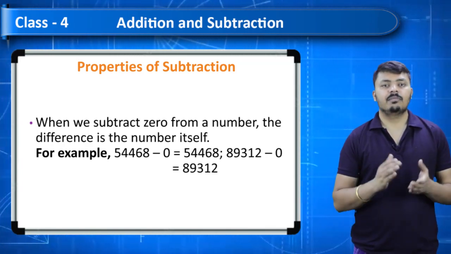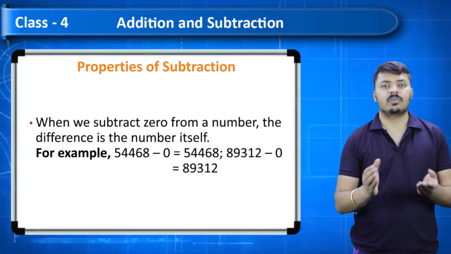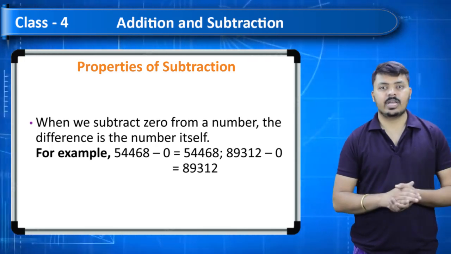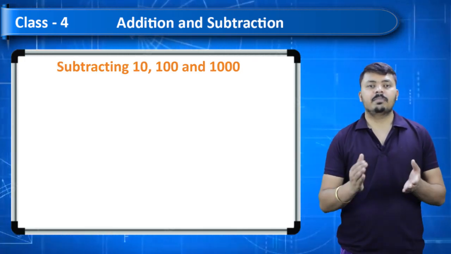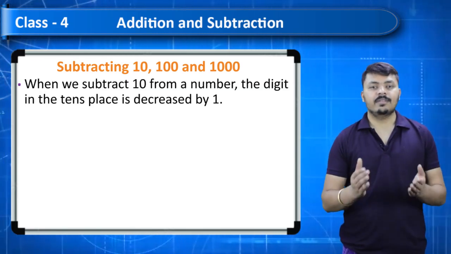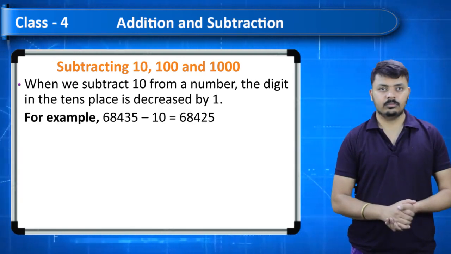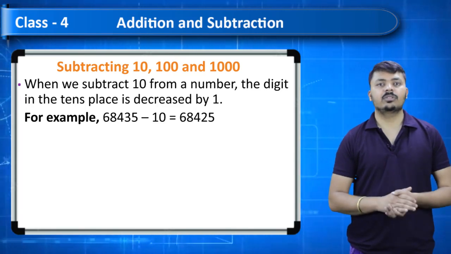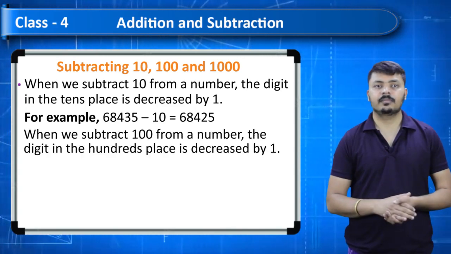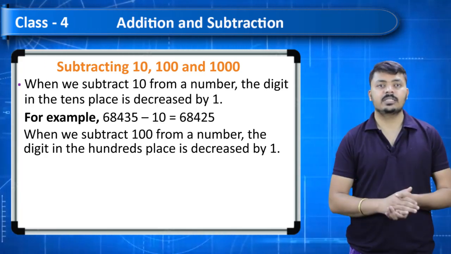For example, 54,468 minus 0 is equal to 54,468. 89,312 minus 0 is equal to 89,312. Subtracting 10, 100 and 1000. When we subtract 10 from a number, the digit in tens place is decreased by 1. For example, 68,435 minus 10 is equal to 68,425.